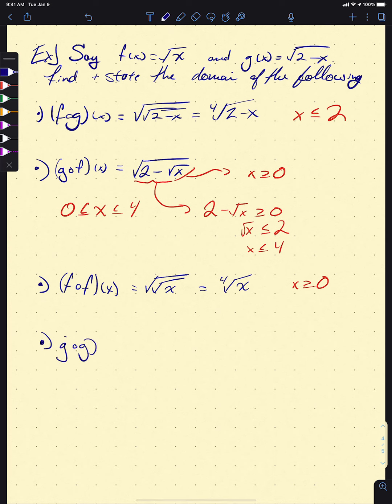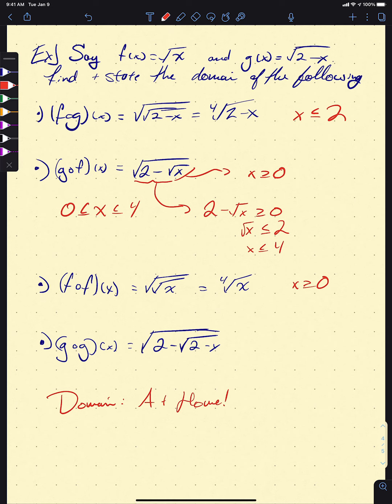Finally, we'll take a look at g circle g of x. All right. We start by writing g of x, and then everywhere we see an x, we write g of x. Okay. For the domain of this guy, I'm going to have you do that at home. Okay.